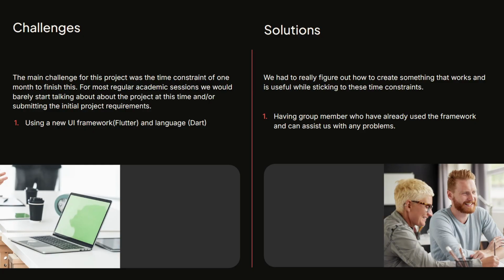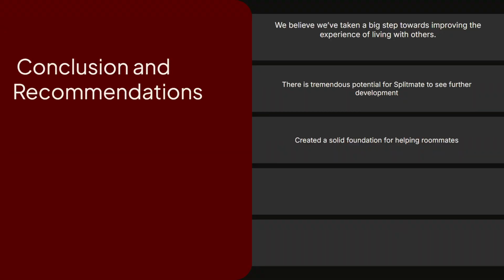So in the conclusion, through our work on Splitmate, our objective was to solve a common problem: how to make shared living more organized and fair to everyone. We learned that many roommates struggle to keep track of bills and chores, often leading to stress or arguments. In creating a single app where roommates can see what needs to be done, who has paid what, and what decisions have been made, we believe we've taken a big step towards improving the experience of living with others.